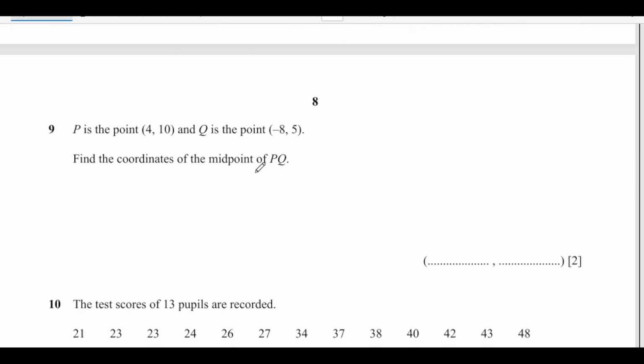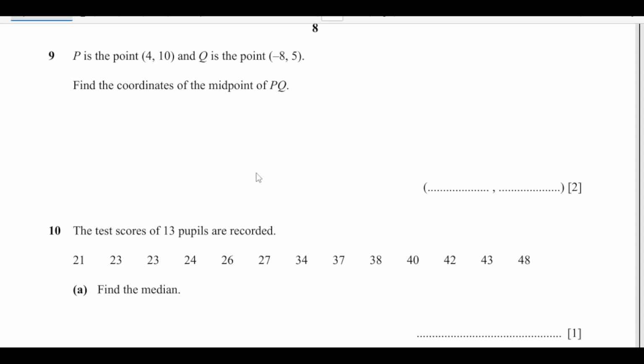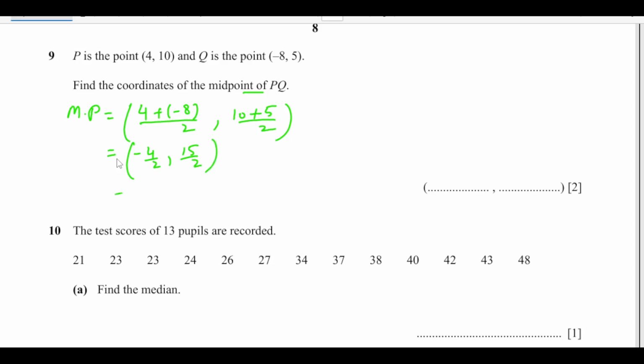Number 9, P is the point 4, 10 and Q is the point negative 8, 5. These are the coordinates. Find the coordinates of the midpoint. So midpoint is just the middle value. So midpoint is going to be 4 plus negative 8 over 2, and the other one is 10 plus 5 over 2. So this is minus 4 over 2, this is 15 over 2. So it's negative 2 and 7.5. Negative 2 and 7.5, right?